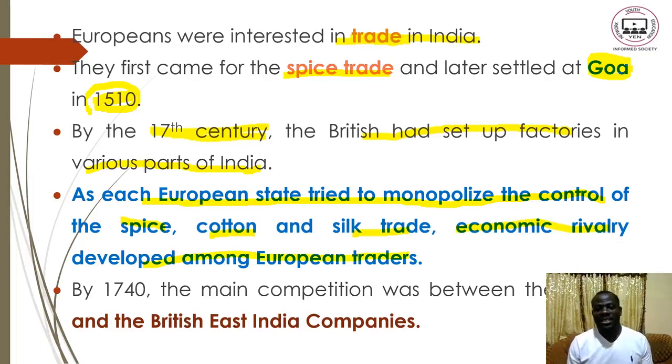What we are saying is that when the Europeans flocked into India and started to spread there, there was competition in trade: in spices, in cotton, in silk, and in many others. As trade was taking place, there was what was called economic rivalry. The traders were competing against each other, and they started to hate each other because they were fighting for dominance in trade. By 1740, the main competition was between the French and the British East India companies.